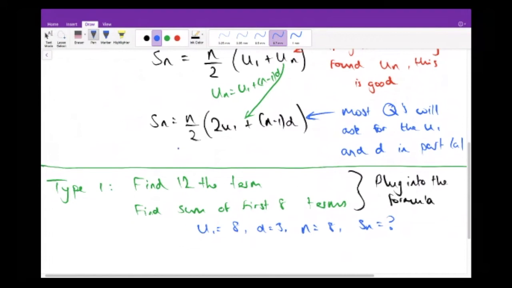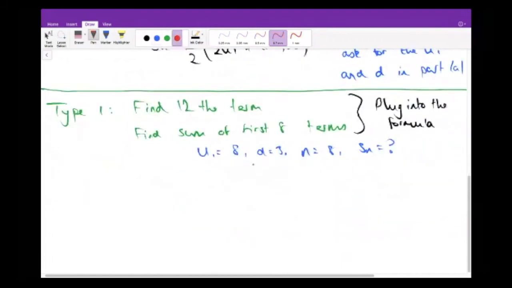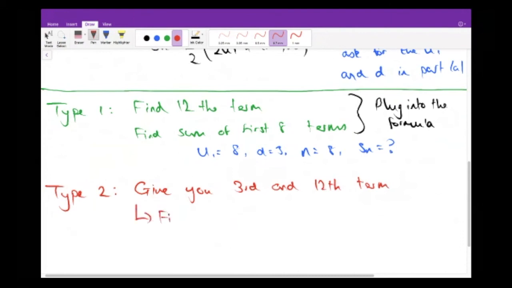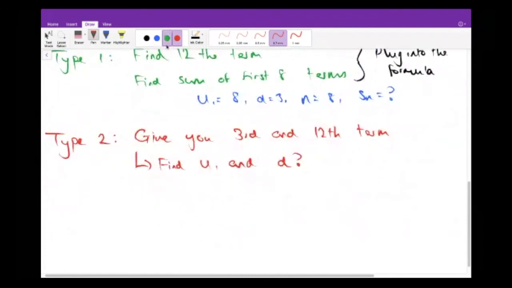Now, these questions tend to be question 1 or question 2 in a paper, so they are the easier type of question. The second type of question that we see is when they give you, say, the 3rd and 12th term, and they say from this, find u1 and the common difference. Now, if they ever do this, it's actually a really easy set of questions to solve, because there's only one method that is going to work.